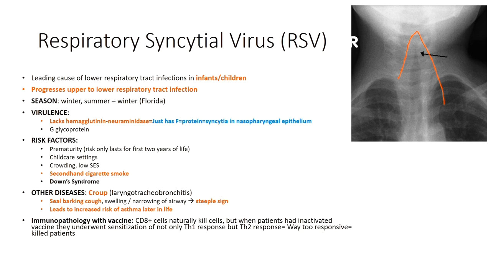It's known as croup or laryngotracheobronchitis. That's another name you definitely should know. Laryngotracheobronchitis is another way of them calling that croup, okay? It's a seal barking cough. Steeple sign is on that x-ray.